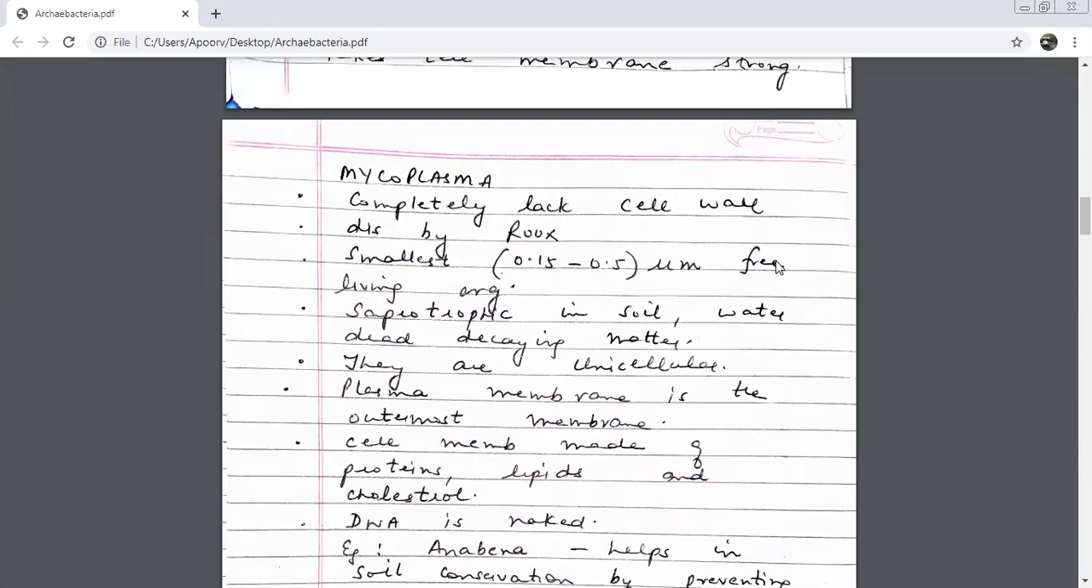They are the smallest free living organisms, 0.15 to 0.5 micrometers. They're very, very small living organisms. They're saprotrophic. You can find them in soil, water, dead decaying matter. They are unicellular. The plasma membrane is the outermost membrane, which means they do not have a cell wall. We had done about this, that they're the smallest organisms lacking a cell wall.